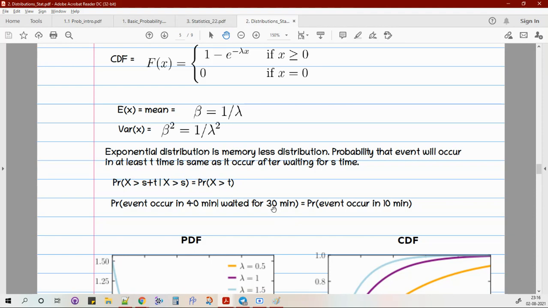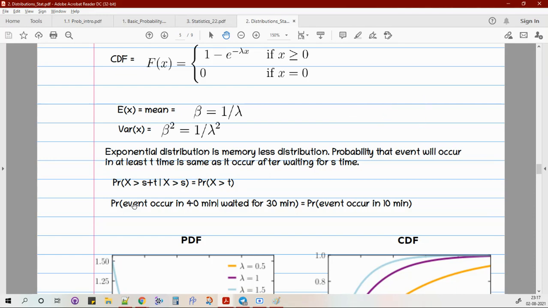See, this 30 minutes is already gone, right? And if the event is occurring in 40 minutes, what is the meaning of that? That means there is one event, then after 40 minutes there is a second event, right? Now you have waited for 30 minutes. What is the meaning of that? For 30 minutes there is no event. Now 10 minutes remain. So what is the probability that it will occur in 10 minutes?